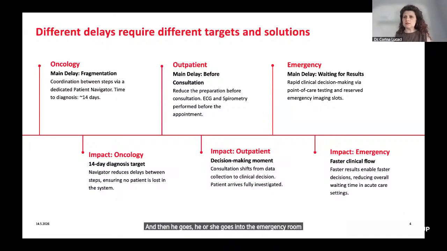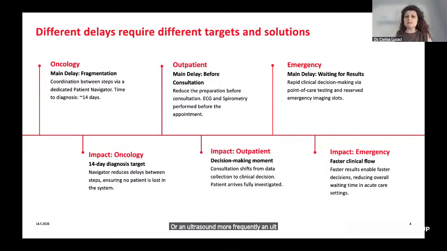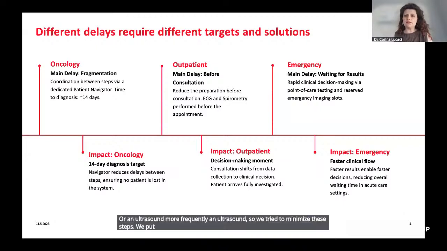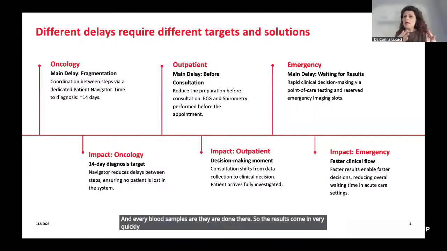There, he is consulted and he needs something, for example, a laboratory test, or a CT scan, or MRI, or an ultrasound, more frequently an ultrasound. So we tried to minimize these steps. We put there a point of care system, and every blood sample is done there, so the results come in very quickly.